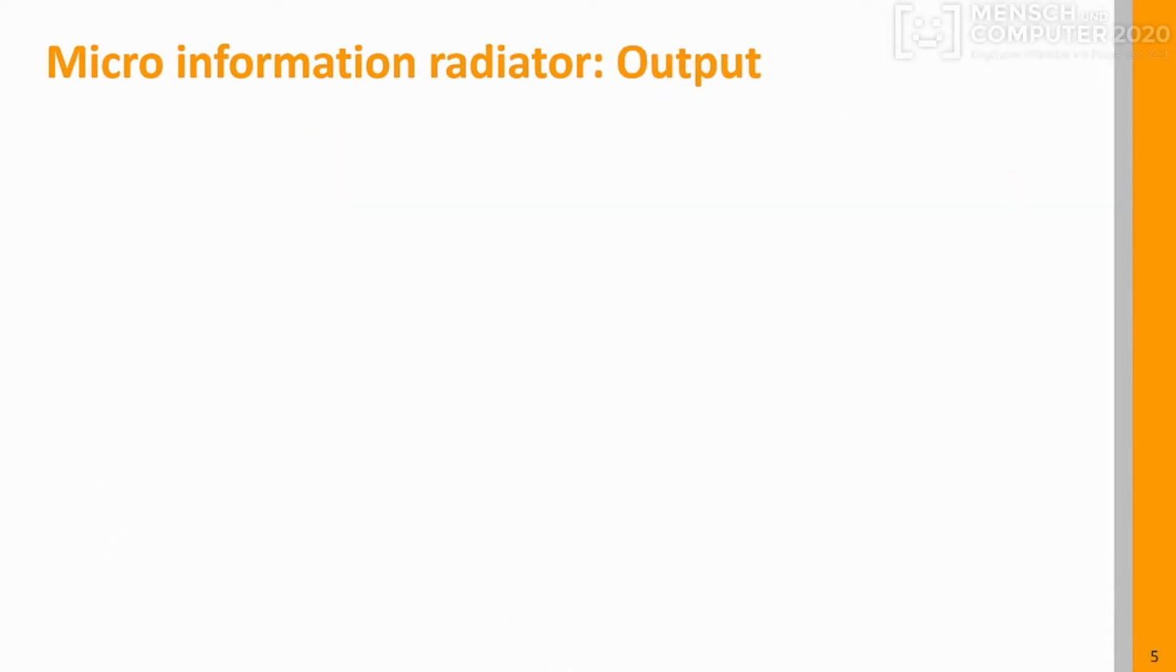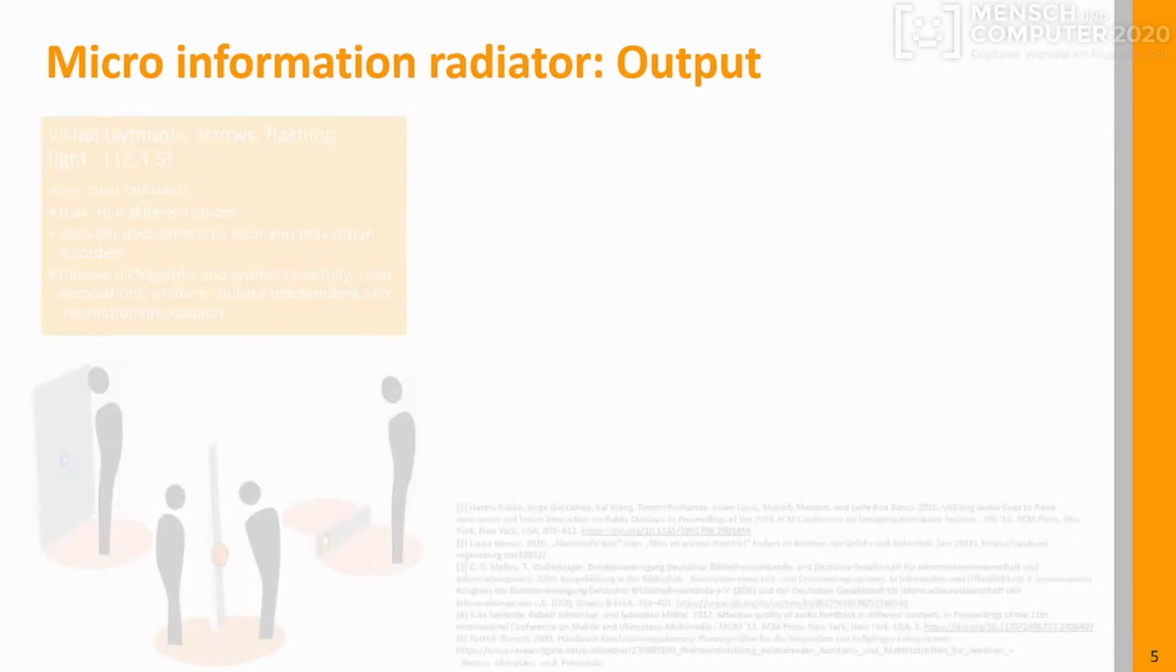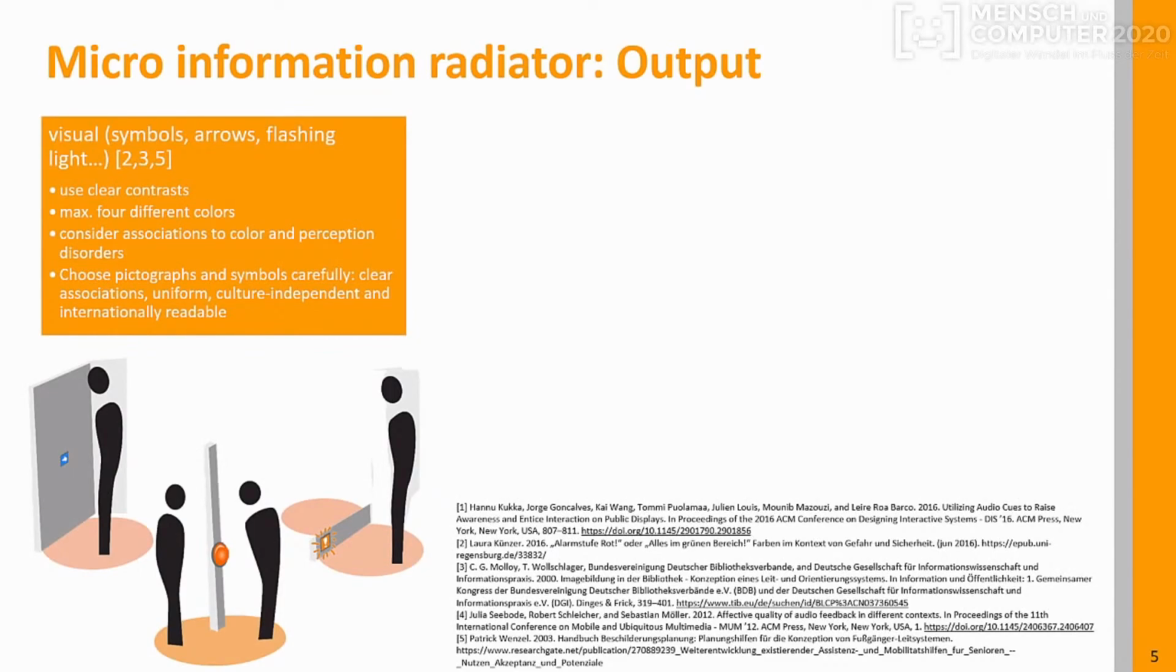The output of microinformation radiators can either be visual, auditory, or tactile. The small LED display can show symbols, arrows, or flashing light signals. Therefore, we identified these recommendations: consider to use clear contrasts, use only a maximum of 4 different colors, and consider associations to color and perception disorders. Also, pictographs and symbols should be chosen carefully. Make sure associations are clear and that they are uniform, culture-independent, and internationally readable.